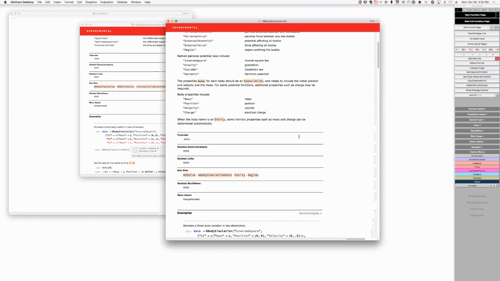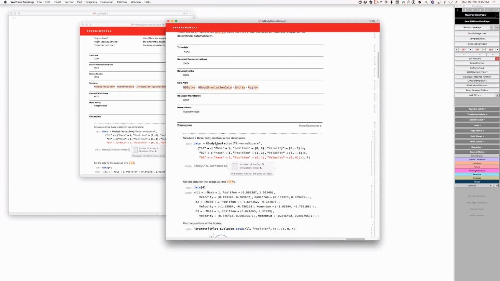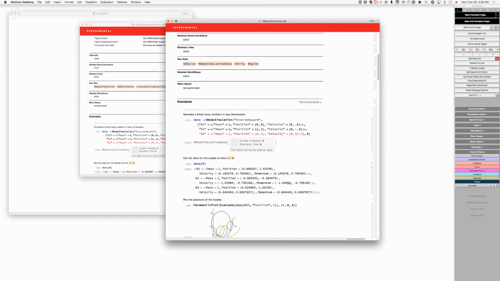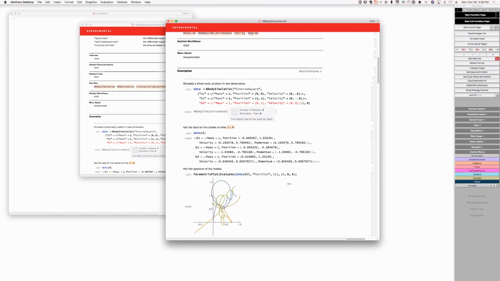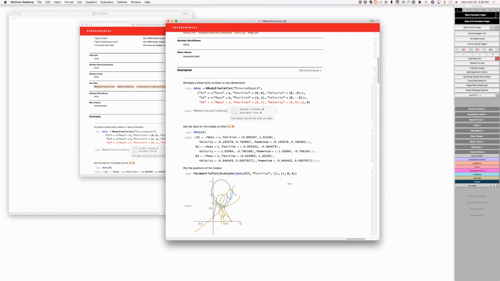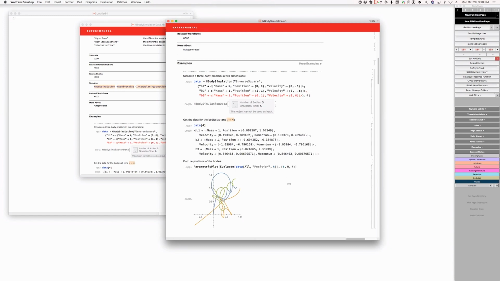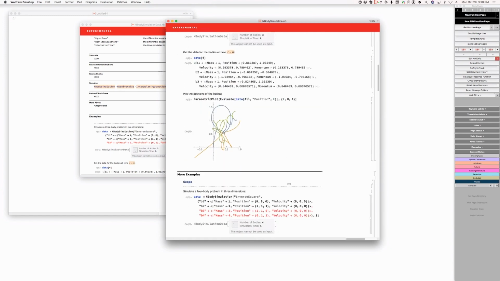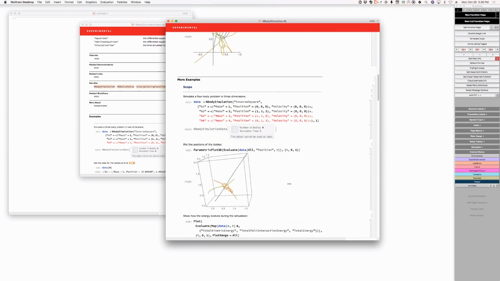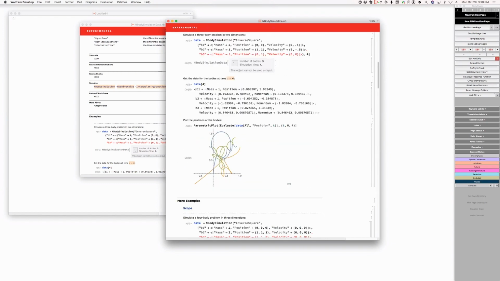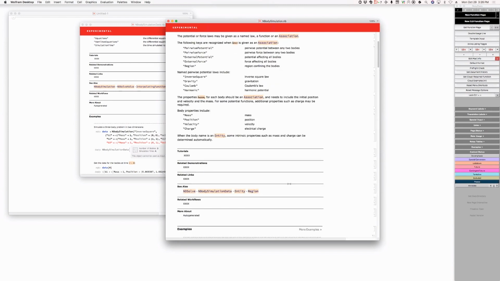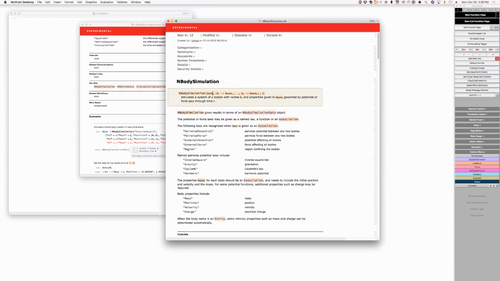Okay, so let's take a look at what this actually does. So, simulate a 3-body problem in 2 dimensions. Is this the simplest case? I could just give 2 bodies, but that's rather boring. Yeah, so 3 bodies is pretty much the simplest case then. Okay. All right. So let's take a look here.